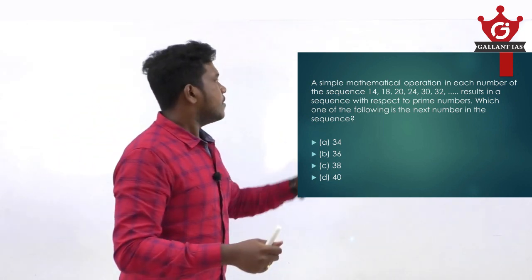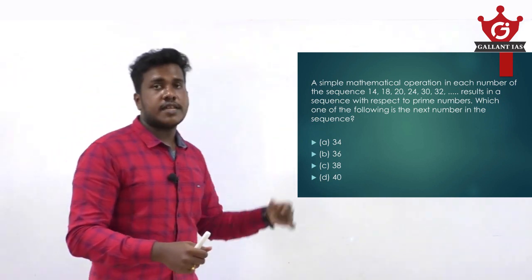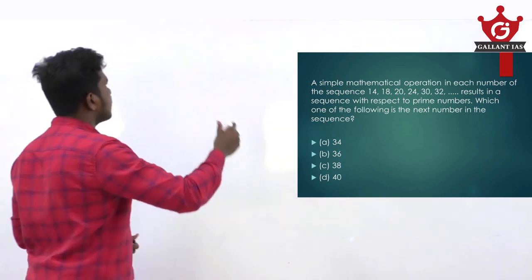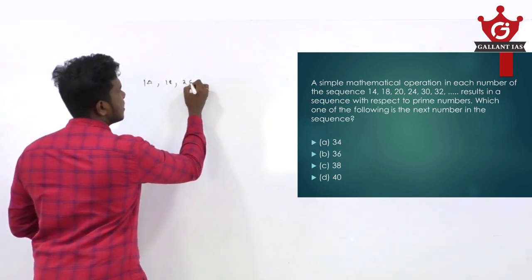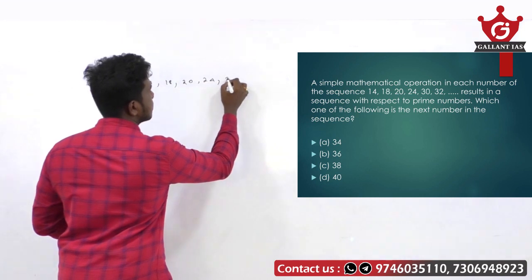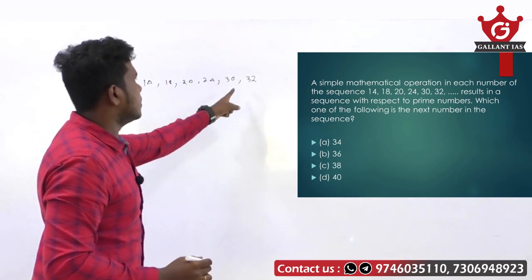Okay, so which one of the following is the next number in this sequence? So we need to find the next number. So let's copy down the sequence first. The sequence is 14, 18, 20, 24, 30, 32.